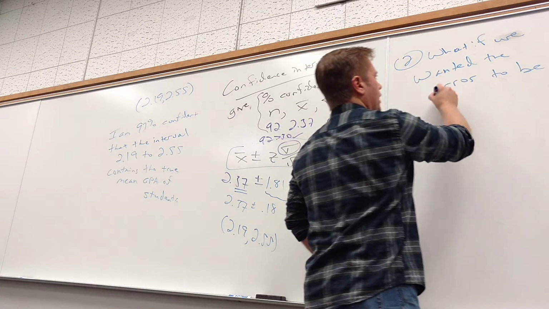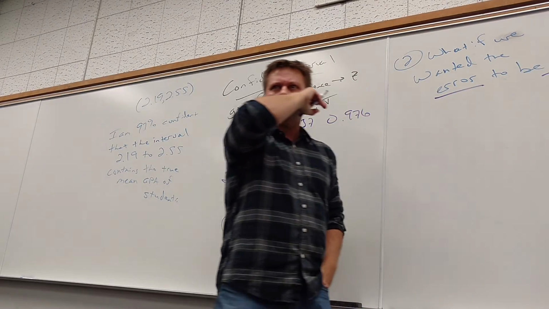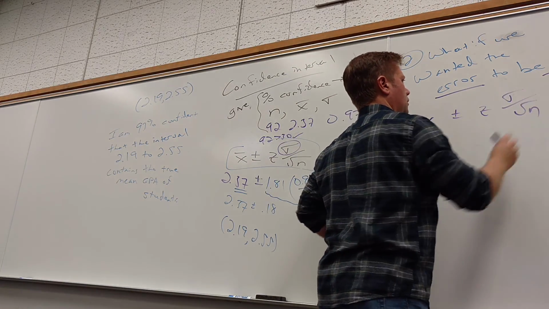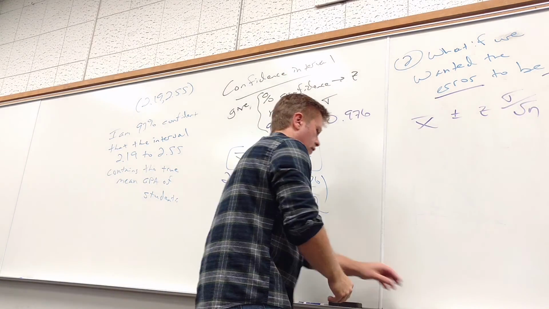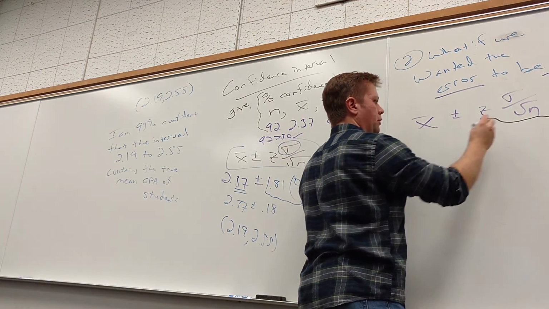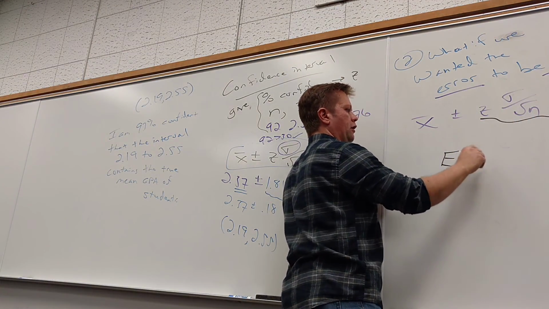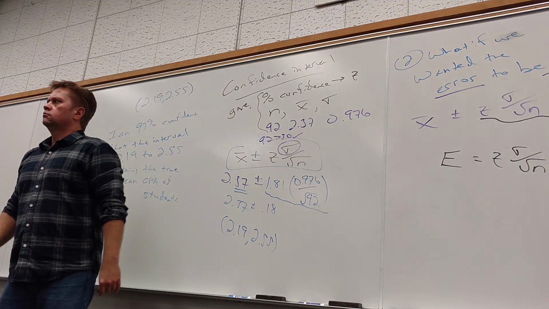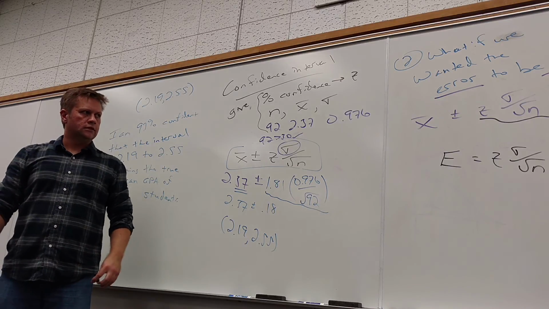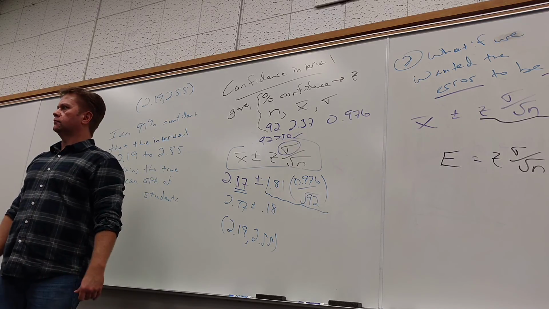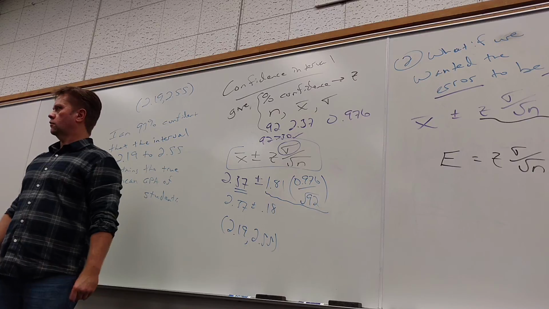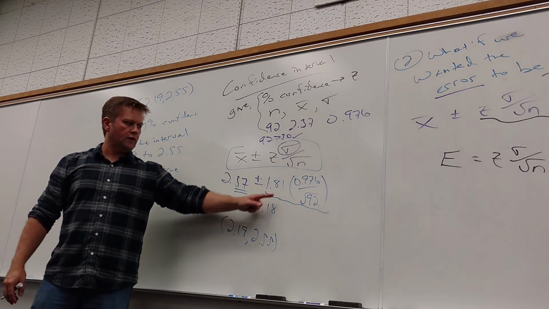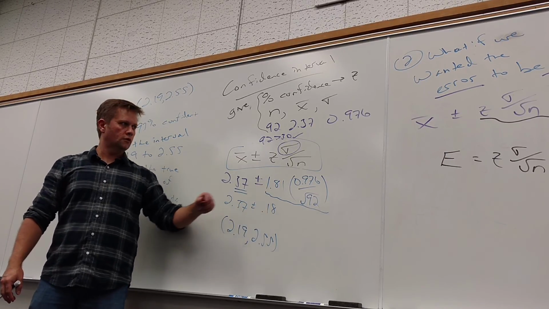So what if we wanted the error to be 0.1? What part of this formula is the error? Yeah, this last part. Let me make a little formula. The error is that: z times sigma over the square root of n. Will we ever be asked to find the error in that sense? Of course. In fact, that's how we did this. We found the error.